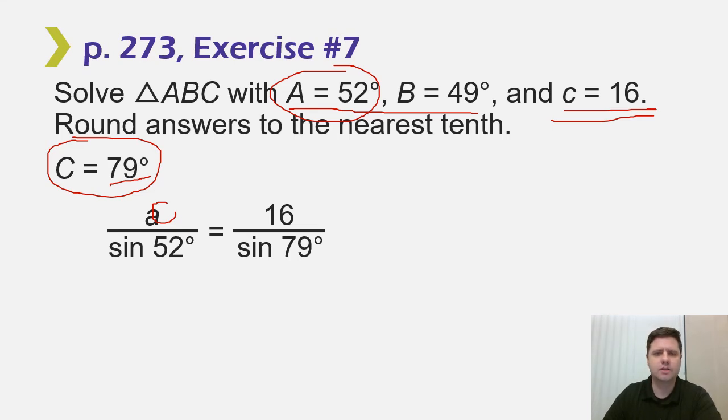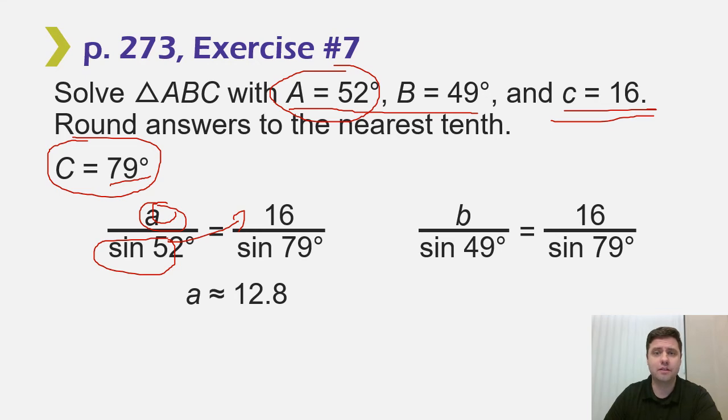And so we set up the equation. Again, we're going to multiply this up to get a by itself. So a equals about 12.8. Then we do the same thing, setting up for b. b over sine of 49 equals 16 over sine of 79. We're going to multiply this up to this side again. So b equals, after you do that operation, 12.3. Okay, hopefully you got that one right.